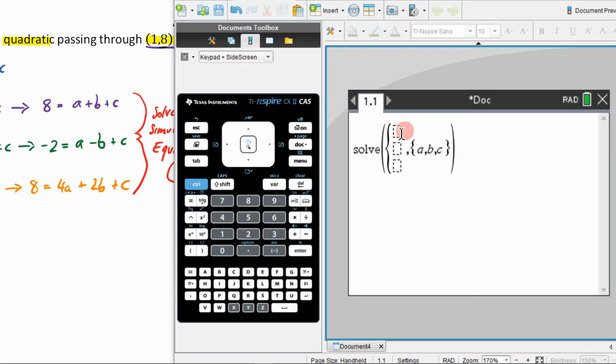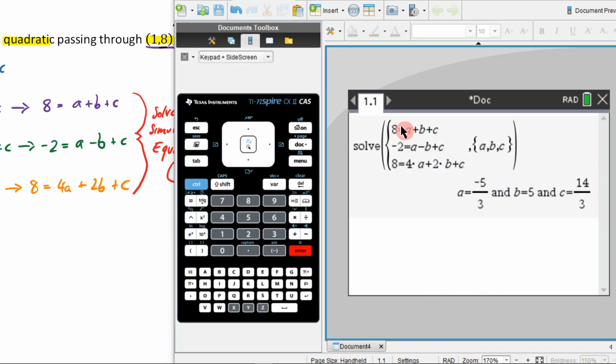I now am going to type each of these out. So my first one is 8 is equal to a plus b plus c. My next one is -2 is equal to a minus b plus c. My next one is 8 is equal to 4a plus 2b plus c. That's all good. We now hit enter, and I'm going to get my answer out.